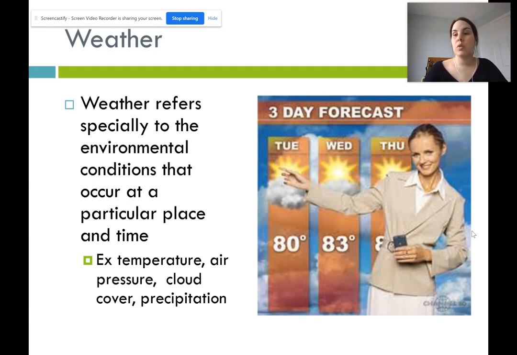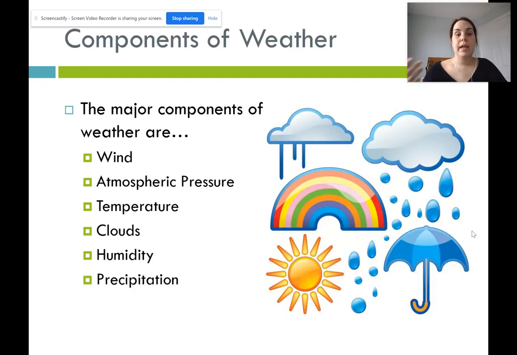Okay. So you may hear on the news about the temperature, the air pressure, the cloud cover, the precipitation for that day, and that's weather versus climate. So things like how much wind there is, the atmospheric pressure, the temperature, the clouds, the humidity, the precipitation of that day is weather, and how much wind or pressure or the temperature we may expect based on at least 30 years of data would be the climate. Okay, so it's expectations versus what you actually get.